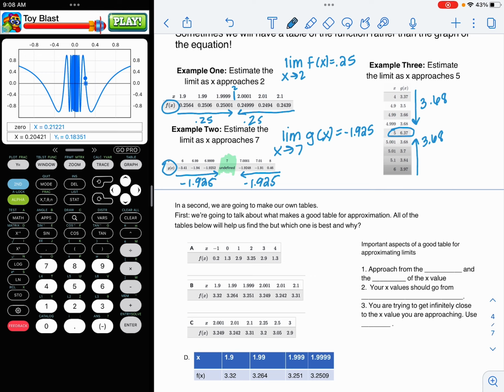So this is an example where the limit and the point that does exist aren't the same thing, and that's okay. So I'm going to write the limit as x approaches 5 of g of x is 3.68. But if you want to know the difference, g of 5, the function's value, is 6.37. So the function's limit is 3.68, but its value is 6.37, which means that your graph would kind of look like this. There'd be a hole, and then there'd be like a filled-in point above it.